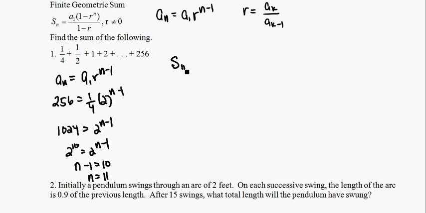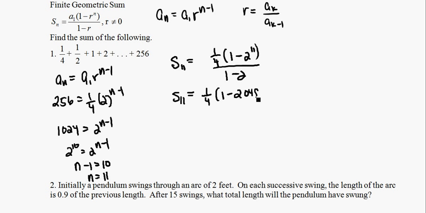So therefore the sum of the first 11 terms is a quarter, 1 minus 2 to the 11th, all over 1 minus 2. Well, 2 to the 11th, if I know 2 to the 10th is 1024, that means the 11th is going to be 2048. So this is a quarter, 1 minus 2048, all over 1 minus 2. And I just did the rest of this using a calculator. I get 511.75, which is equivalent to 2047 over 4.